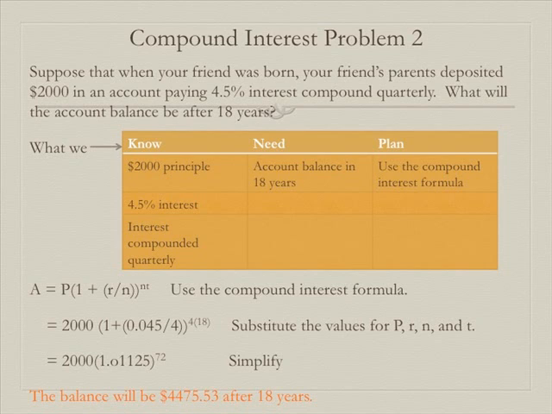So therefore we have 2000 times 1.01125 raised to the 72. And simplifying that, we get the balance to be $4,475.53 after 18 years.